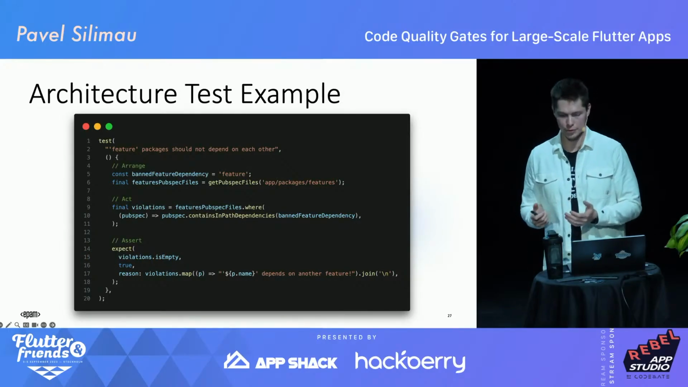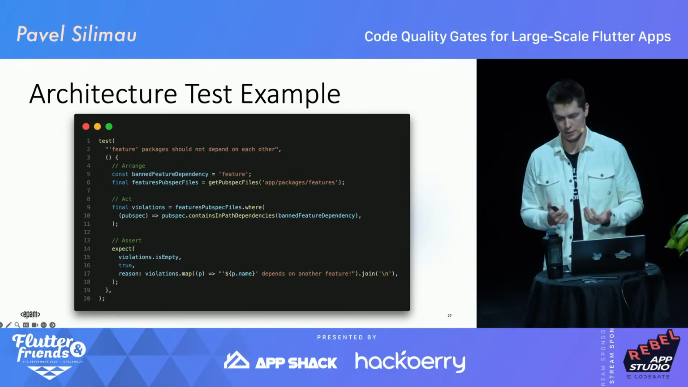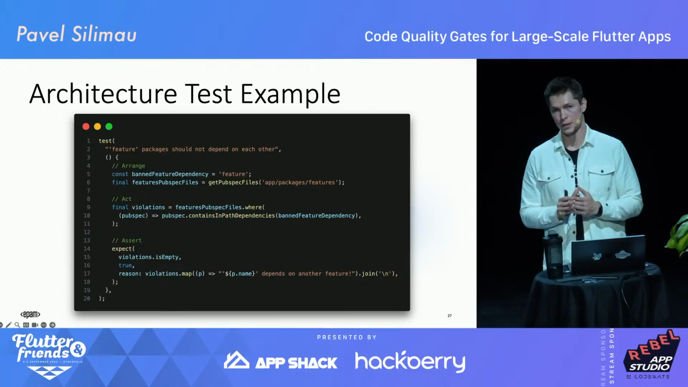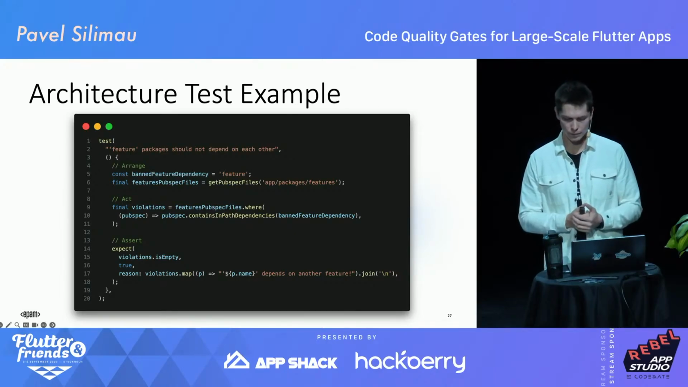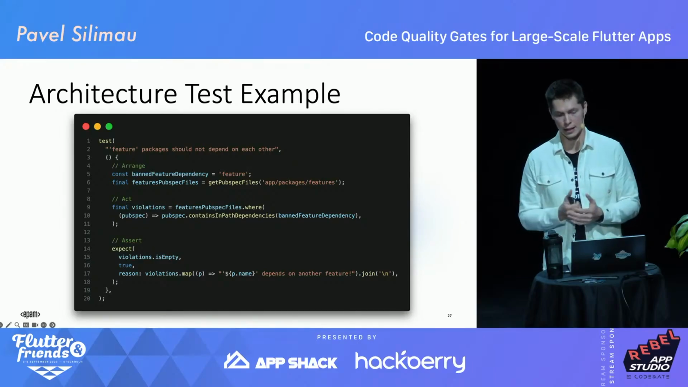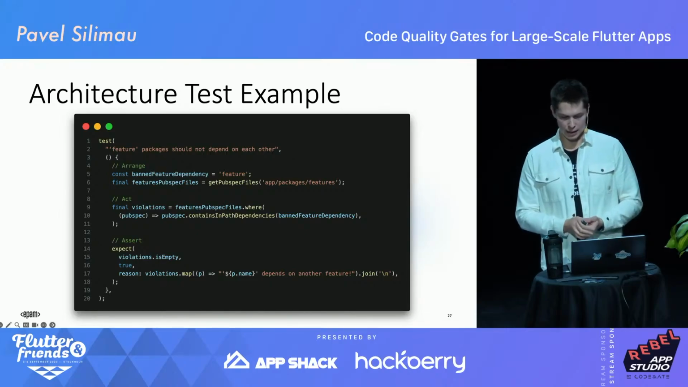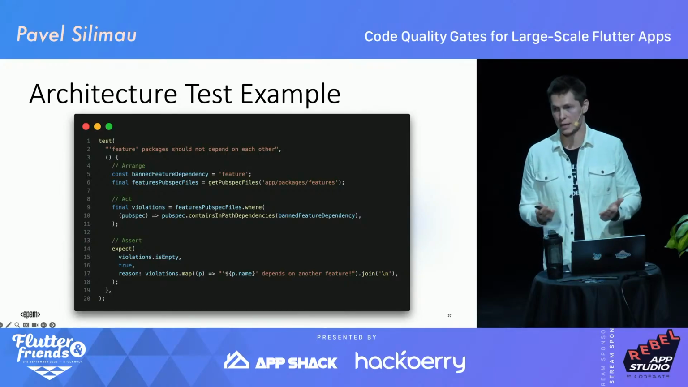this is one of the examples from my previous project. We had a feature-oriented architecture, and one of our rules was that our features should not depend on other features, for the sake of low coupling and high cohesion. And with the help of such a simple test, we were able to achieve automated checking, and it proved to be quite powerful and completely covered our needs.